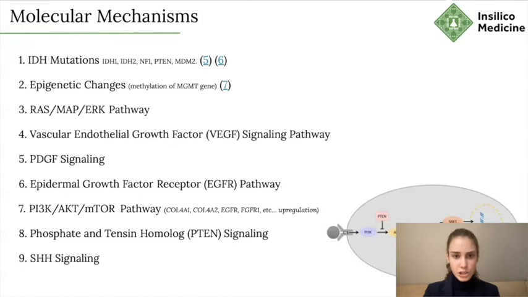And now please shift your attention to the fourth pathway. Many drugs, such as bevacizumab, have targeted the VEGF gene lately to treat glioblastoma.